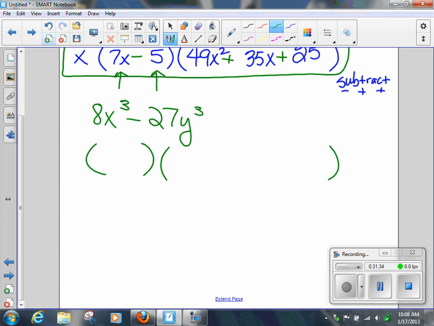What's the cube root of x cubed? Thank you, 2x. You know what I'm trying to say. What's the cube root of 27y cubed? All right, now, this is what I don't want you to make a careless mistake on. This is why I say this. This term squared is 4x squared. 3y squared. This term squared is what? 9y squared. That's why I say that every time, or try to.